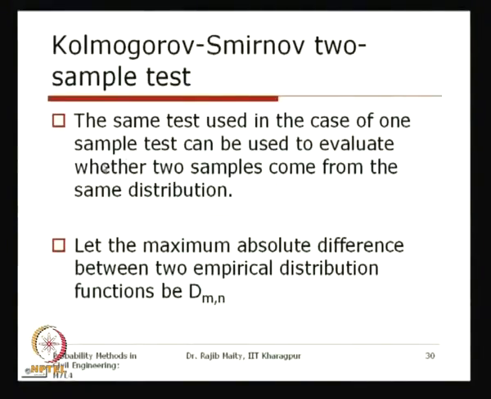So in the one sample test, one is the observed data and the other is some standard known theoretical distribution, and in the two sample test both are observed data. We plot them, and the value we pick up is exactly the same thing. So the same test used in the one sample case can be used to evaluate whether the two samples come from the same distribution or not. Let the maximum absolute difference between the two empirical distribution functions be dmn.